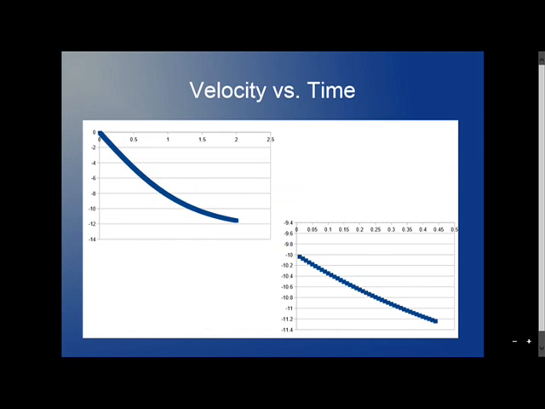Next, I graphed the velocity with respect to time, and as you can see, this graph is a curve which suggests that there will be a terminal velocity, which makes sense because you have the drag force, and you also have the force of gravity, and the drag force is going to make it so that there is a maximum velocity that can be reached.